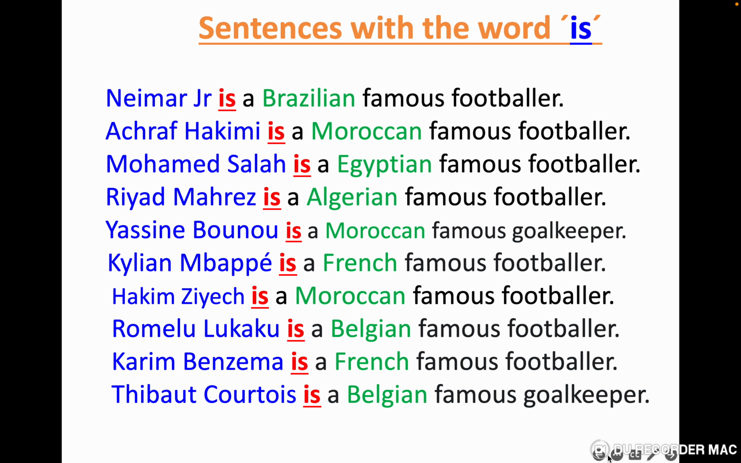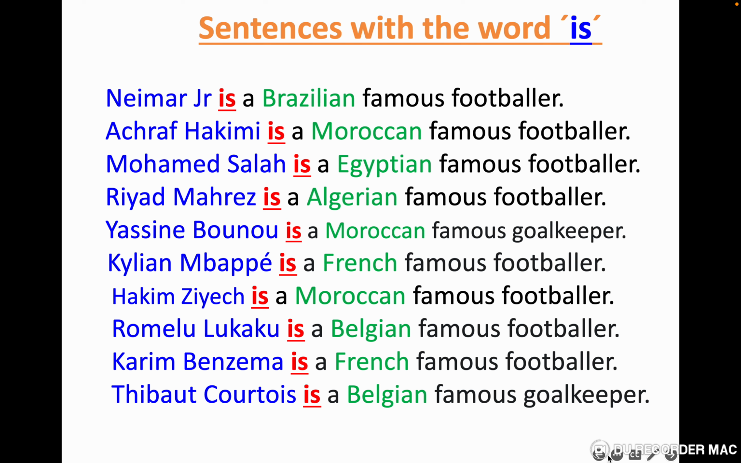Neymar Jr. is a Brazilian famous footballer. Ashraf Hakimi is a Moroccan famous footballer. Mohamed Salah is an Egyptian, so it's an, not a, an Egyptian famous footballer. Riyad Mahrez is an Algerian famous footballer. Yassine Bono is a Moroccan famous footballer. Kylian Mbappe is a French famous footballer.